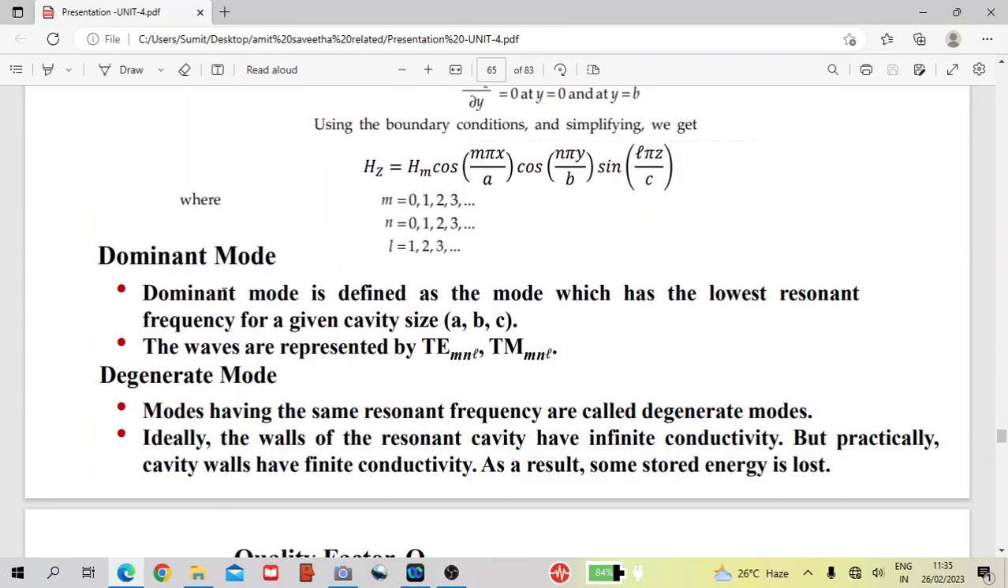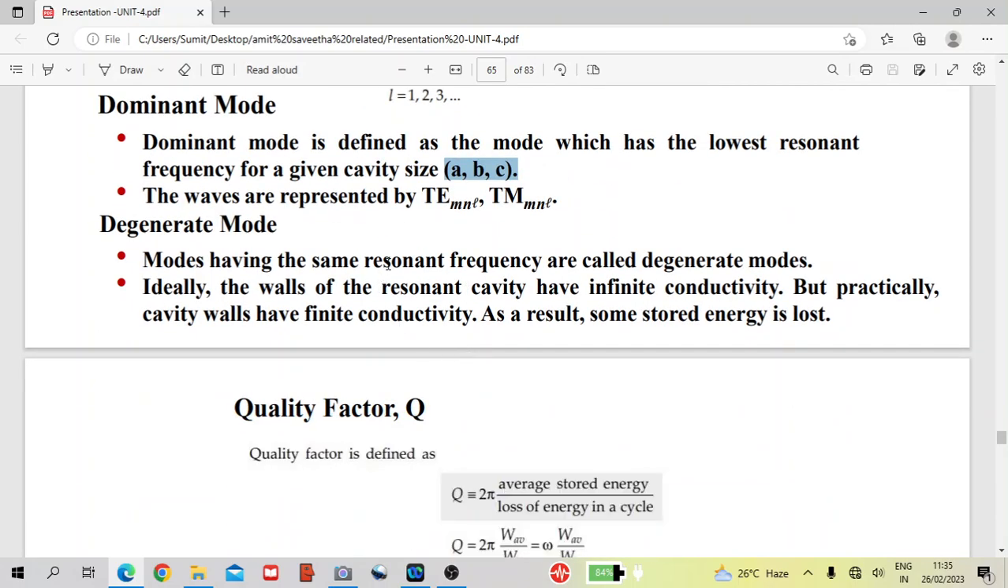Here again, the dominant mode is defined as the mode which has the lowest resonant frequency for a given cavity size. Here, lowest resonant frequency fr. So that which is lowest is the dominant mode. The waves are represented by TM mnl. You see one extra parameter has come, l. Now, what is a degenerate mode? Modes having the same resonant frequency are called degenerate modes. Two modes can have the same resonant frequency if all other parameters are the same.